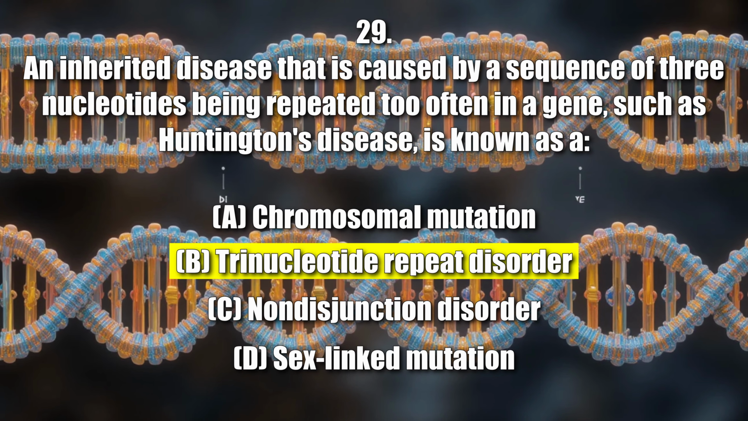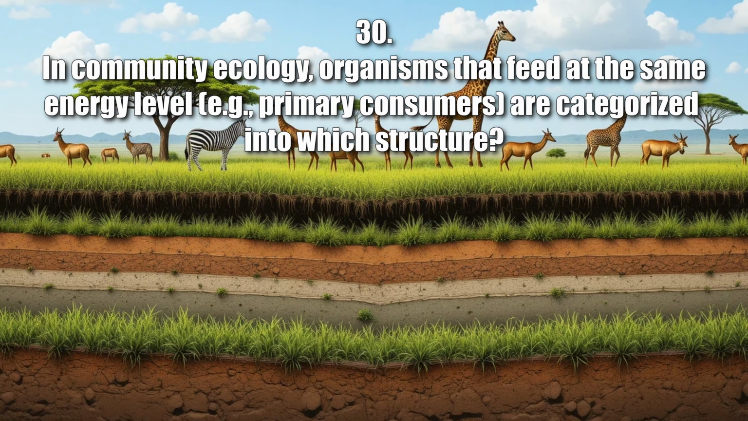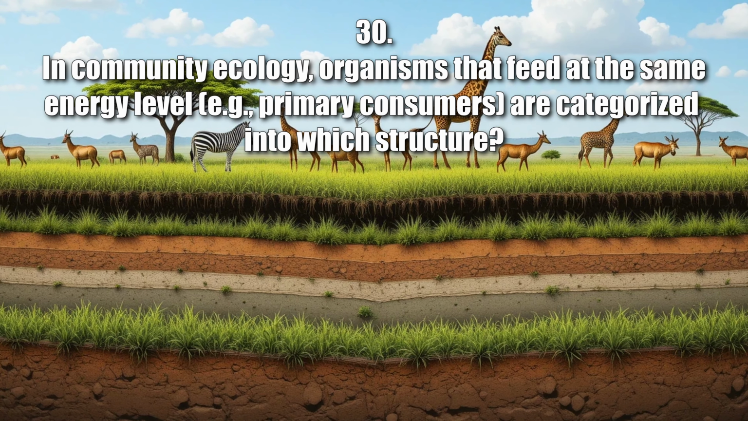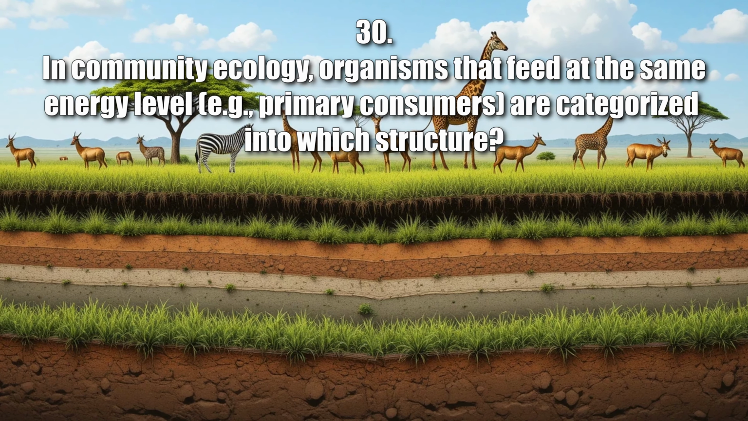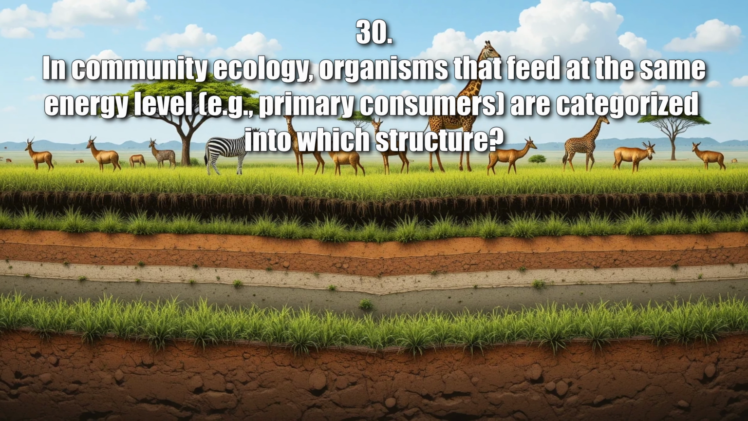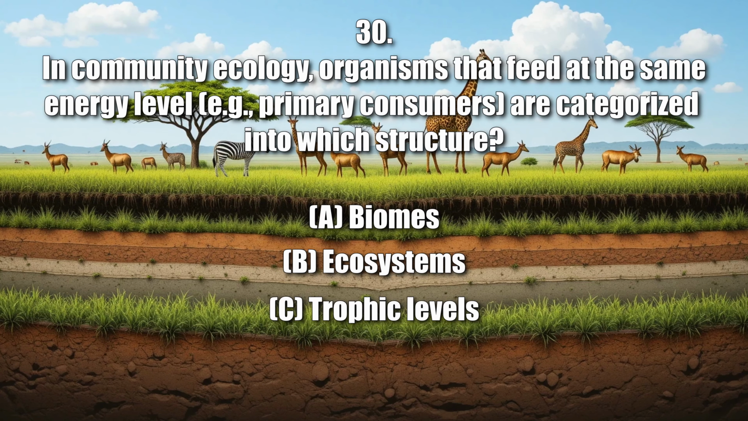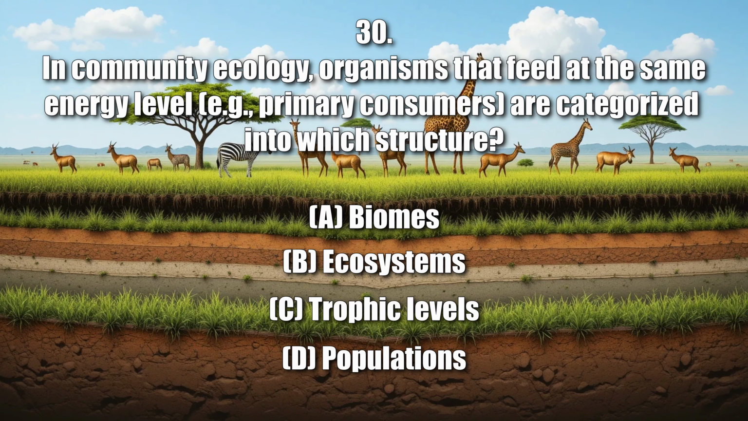The correct answer is B. Trinucleotide repeat disorder. 30. In community ecology, organisms that feed at the same energy level, e.g., primary consumers, are categorized into which structure? A. Biomes. B. Ecosystems. C. Trophic levels. D. Populations.